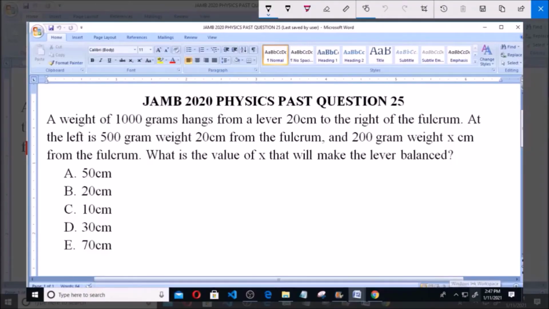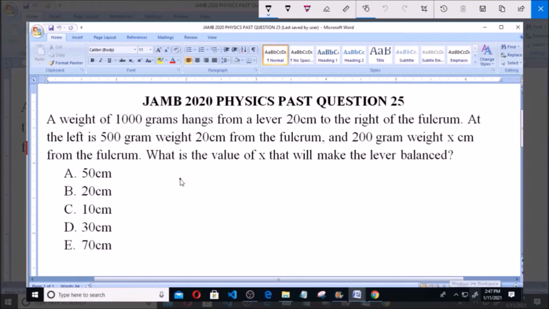I'll be answering JAMB 2020 Physics past question 25. A weight of 1000 grams hangs from a lever 20 centimeters to the right of the fulcrum. At the left is a 500 gram weight 20 centimeters from the fulcrum and a 200 gram weight x centimeters from the fulcrum. Now, what is the value of x that will make the lever balance?